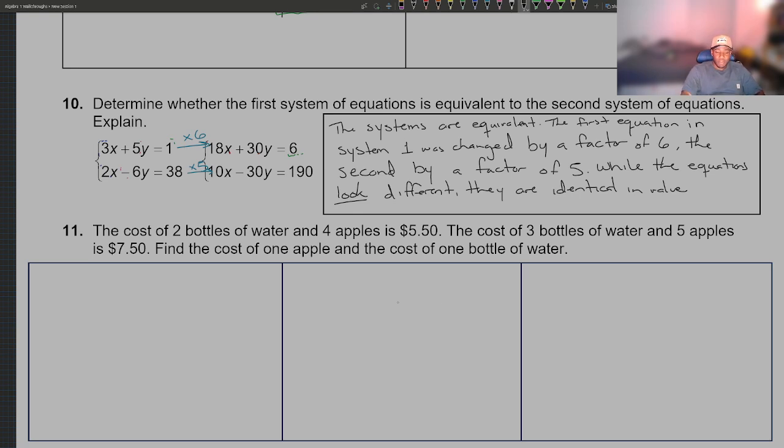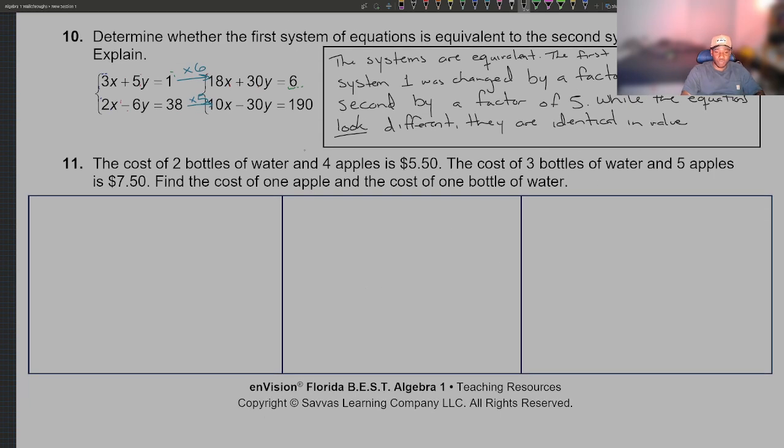All right? We're going to finish our worksheet off here with number 11, which is a bit of an application problem. So we're going to take this in 3 parts. First, we're going to attempt to model the scenario, and then we're going to think about how we can set it up for elimination. Then we're going to solve for one of the variables, and lastly, we're going to solve for the other variable. All right, so it says the cost of 2 bottles of water and 4 apples is $5.50. The cost of 3 bottles of water and 5 apples is $7.50. We have to find the exact cost of 1 apple and the cost of 1 bottle of water.